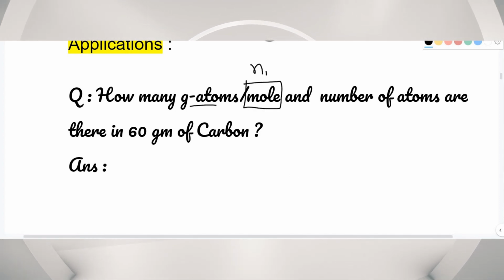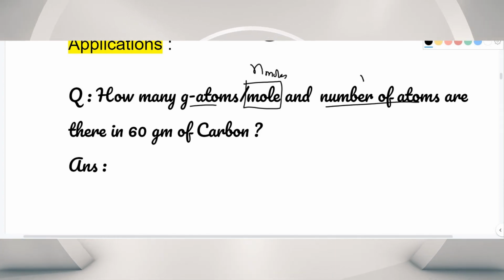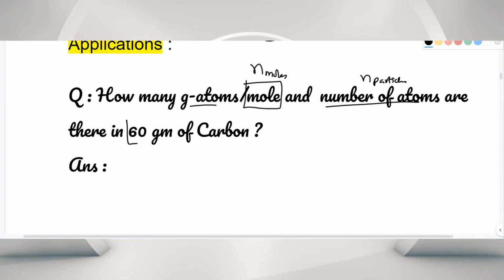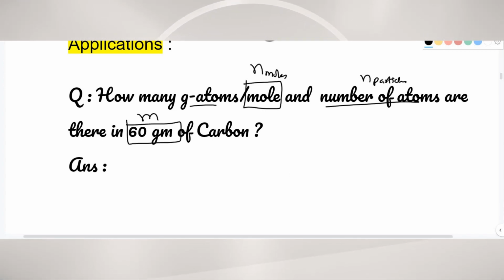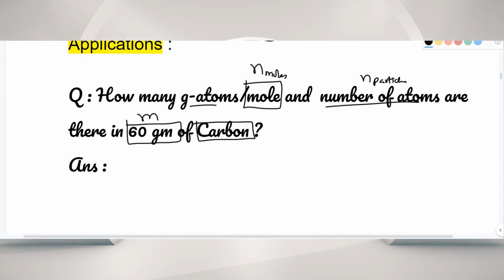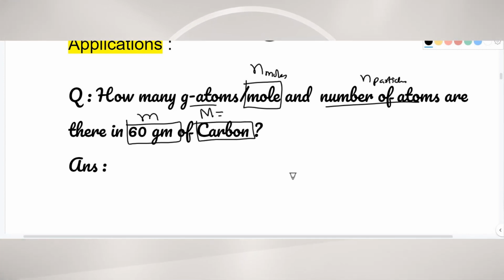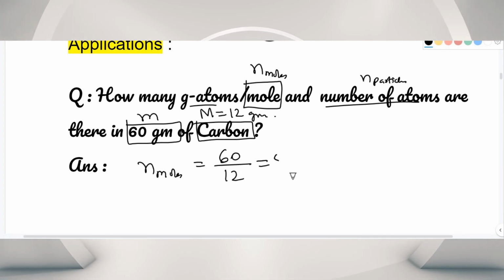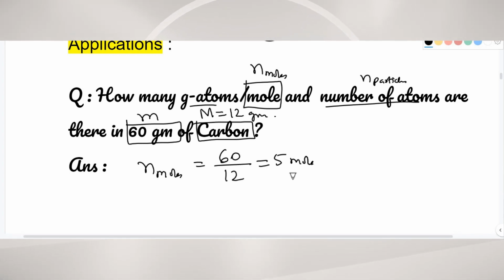We have to find number of moles. And number of atoms means number of particles present in 60 grams. This is the given mass of carbon. Carbon means you have to take molar mass of carbon, that is 12 grams. That's the information. Let's begin. Number of moles is given mass by molar mass, 60 by 12, that is 5 moles.